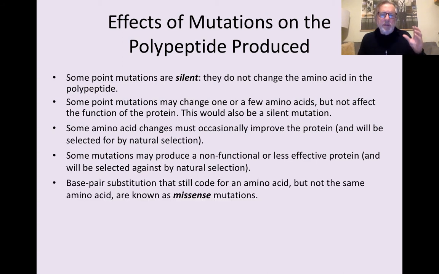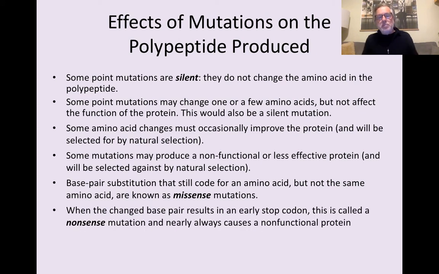In addition, we can think about the mutations as causing two different kinds of effects. Base pair substitutions that code for an amino acid but not the same amino acid are known as missense mutations. Whereas when a changed base pair results in an early stop codon, this is called a nonsense mutation. And a nonsense mutation nearly always causes a non-functional protein to be produced, whereas missense mutations often have little or no effect on the protein itself, although in some cases they can have a tremendous effect.